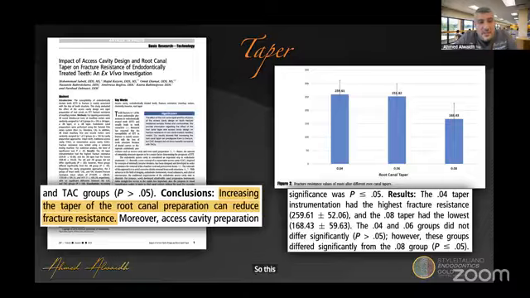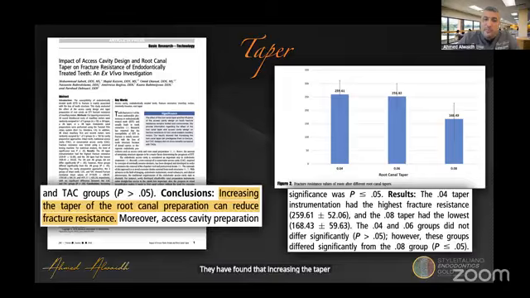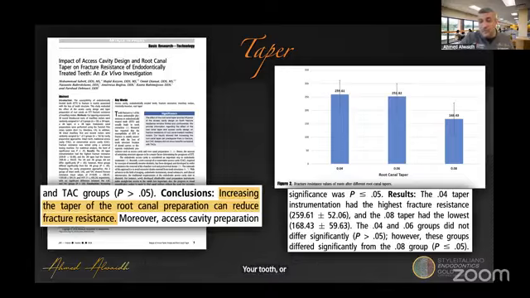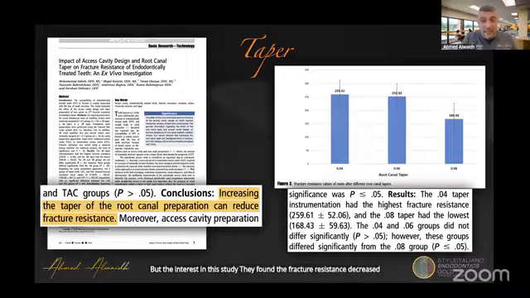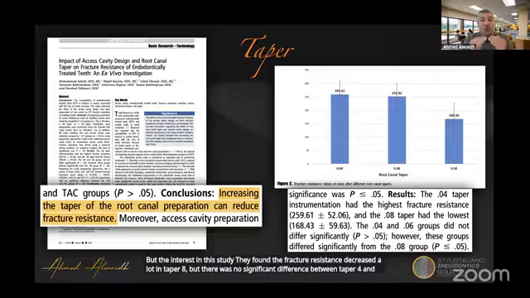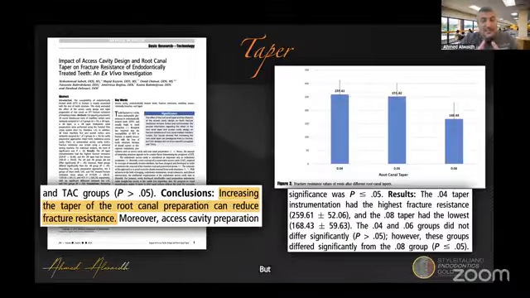So this is a very nice study. It's the impact of access cavity design and root canal taper on fracture resistance of endodontically treated teeth. They have found that increasing the taper of the root canal preparation can reduce fracture resistance. So the larger taper you use, your endodontically treated tooth will be more prone to fracture. But the interesting thing in this study, they found the fracture resistance decreased a lot in taper 8, but there was no significant difference between taper 4 and 6. So both taper 4 and 6 are safe to be used, but not as a single file.